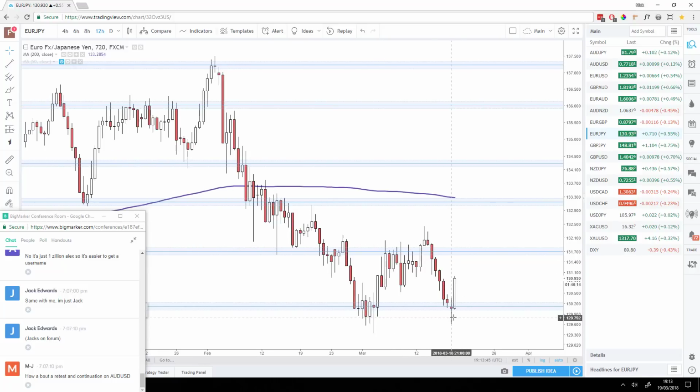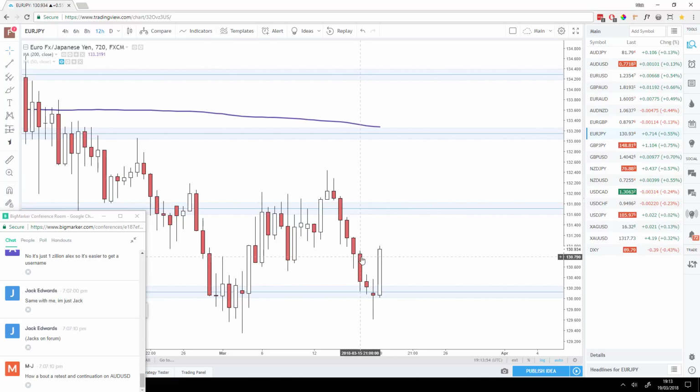EUR/JPY, this one's already reversing from this support area. Is anyone long on this, by the way? Looks like a good setup, price action wise. It just looks like the risk to reward ratio might be a bit tricky, well, not tricky, to get a good risk reward ratio.